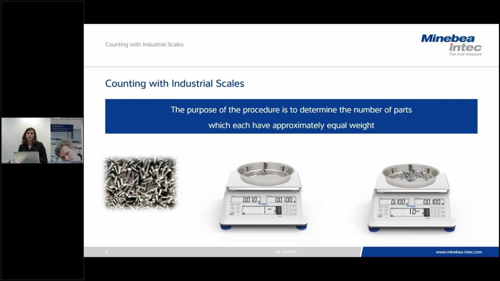The purpose of counting with industrial scales is to count a number of unknown parts or to count to a specific target. For this, the parts that you want to count have to have approximately an equal weight. Here on this slide, we can see an example. We have screws, and for determining the number of screws, we need a reference weight, so a reference quantity. With this reference quantity, the average piece weight of a part is determined, and afterwards you can count your parts.